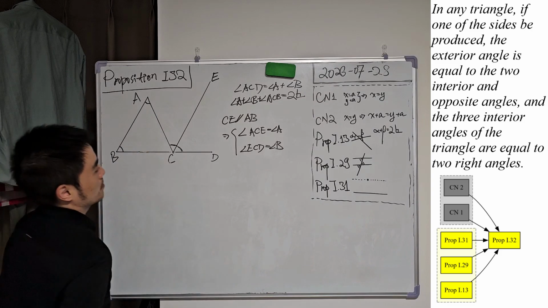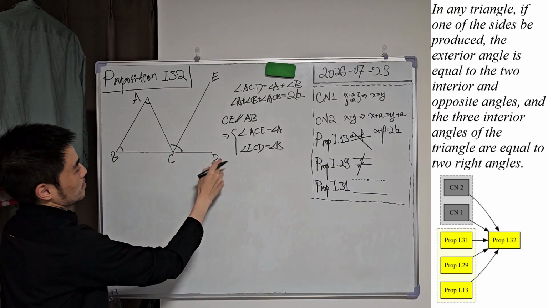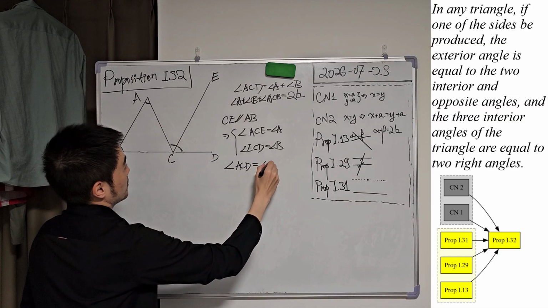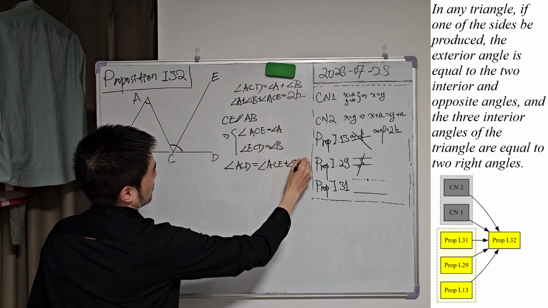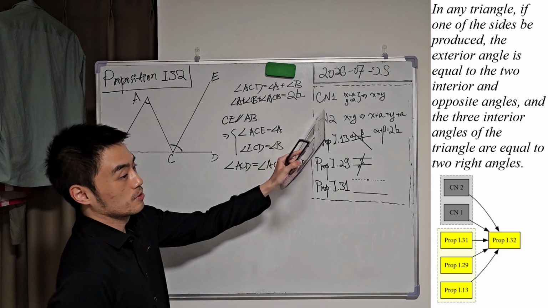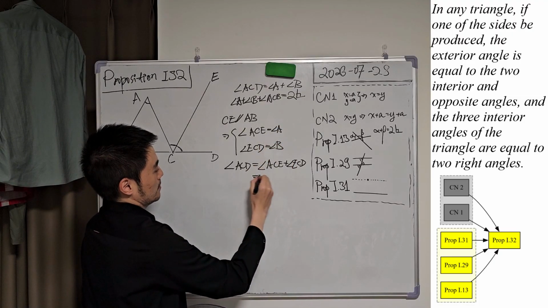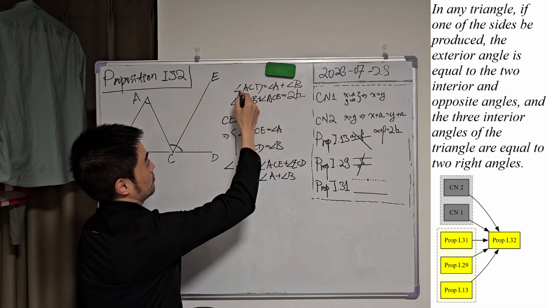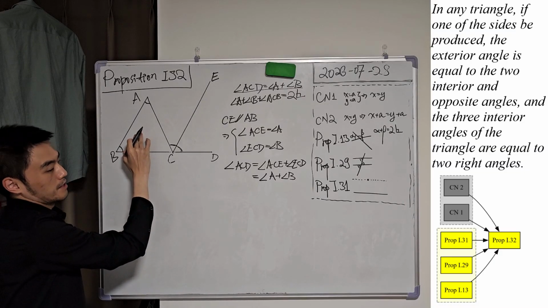They are equal, right? And looking at this angle, we can say that angle ACD is equal to angle ACE plus angle ECD, right? And if we apply common notion 1 to substitute these two angles with A and B, we know that angle ACD is equal to angle A plus angle B, which proves the first statement. The exterior angle is equal to the sum of the two opposite interior angles.